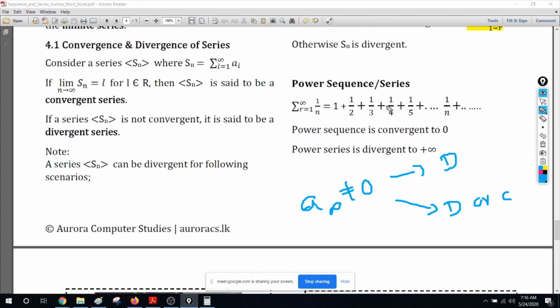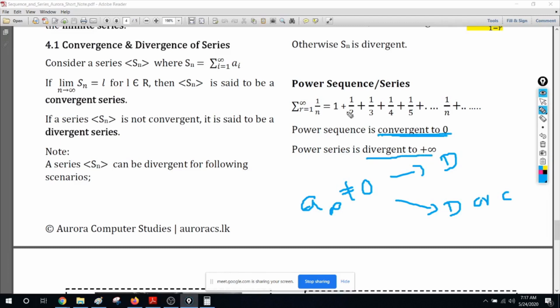So this is that kind of situation. You can see this power sequence is going to be convergent to 0, obviously. 1 over 2, then 1 over 3 is closer to 0, 1 over 4 is closer to 0, 1 over 5, then 1 over 10, 1 upon 100, 1 upon a million, 1 upon a billion. So it's getting closer and closer to 0. Therefore, this is a convergent sequence, but this is a divergent series.